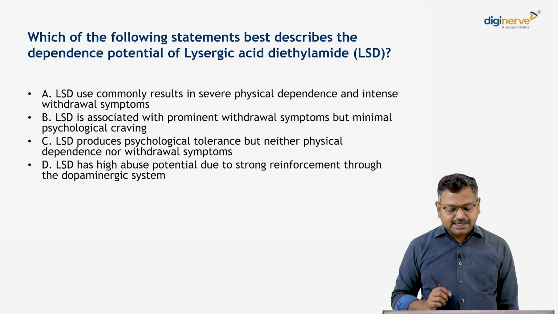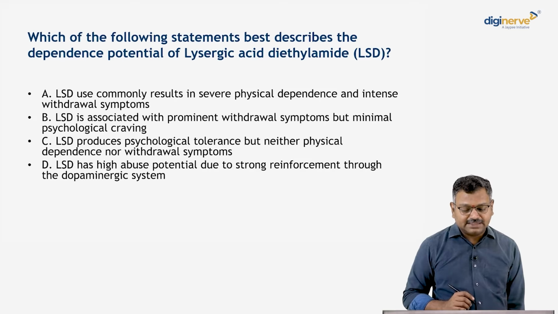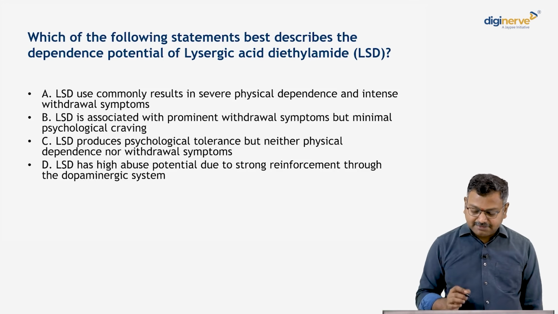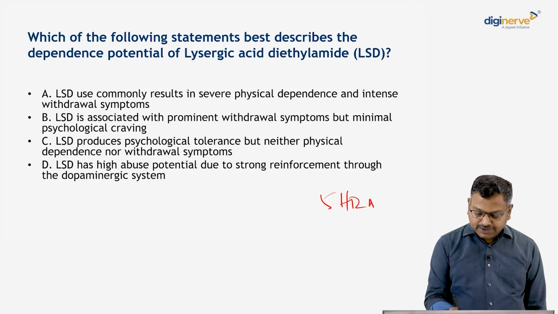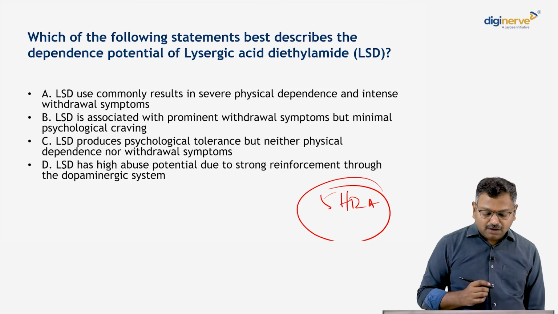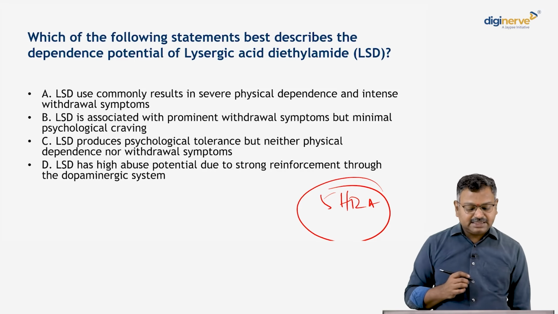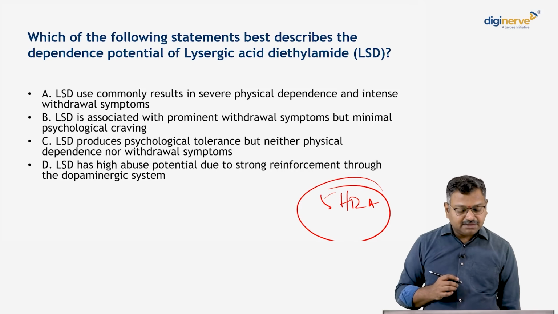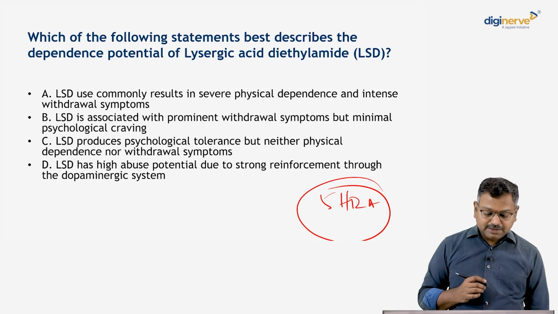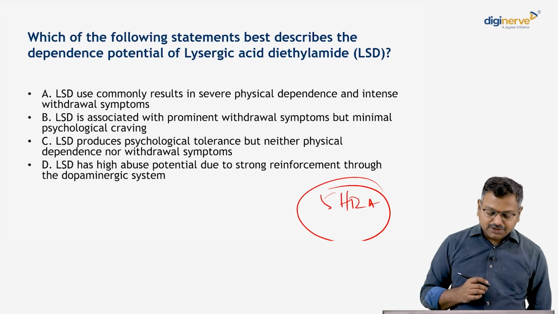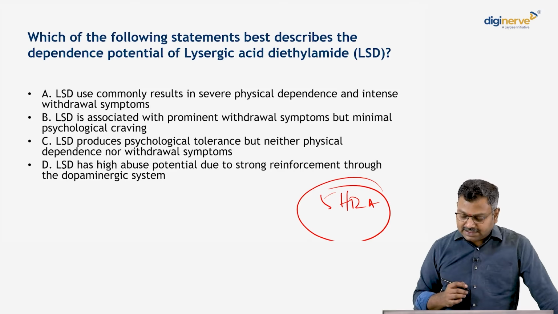Which of the following best describes the dependence potential of lysergic acid diethylamide? So, LSD is a hallucinogen primarily acting through the 5-HT2A receptor, agonism of that. LSD commonly results in severe physical dependence and intense withdrawal symptoms. LSD is associated with prominent withdrawal symptoms but minimal psychological craving. LSD produces psychological tolerance but neither physical dependence nor withdrawal symptoms. LSD has a high abuse potential due to strong reinforcement through the dopaminergic system.